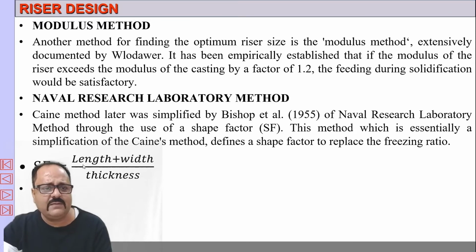And in the Naval Research Laboratory method, it was developed by Bishop in 1955 of the Naval Research Laboratory. In this method, this is also based on the V by A ratio. Basically, we find out the shape factor. What is the shape factor? Shape factor is basically the length of the casting plus width of the casting by thickness of the casting. So this we can understand with an example.